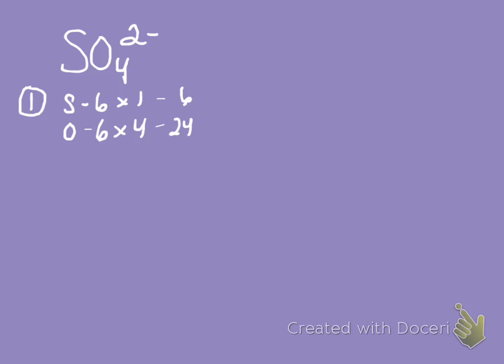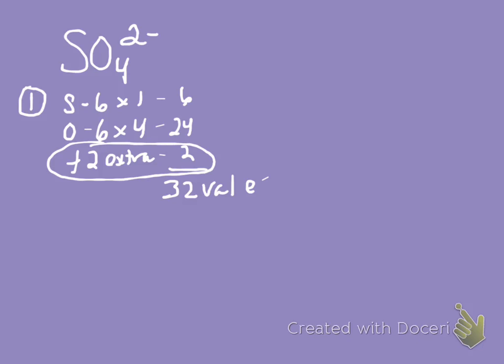Now, there's a difference here. If we have a charge, we have to account for those extra electrons. If we have a 2 minus charge, have we lost 2 electrons or gained 2 electrons? Gained 2. So we have plus 2 extra, which gets us 32 valence electrons. So this is the critical piece if you're gooching a polyatomic ion. I just like saying gooching as a verb. It's fun.